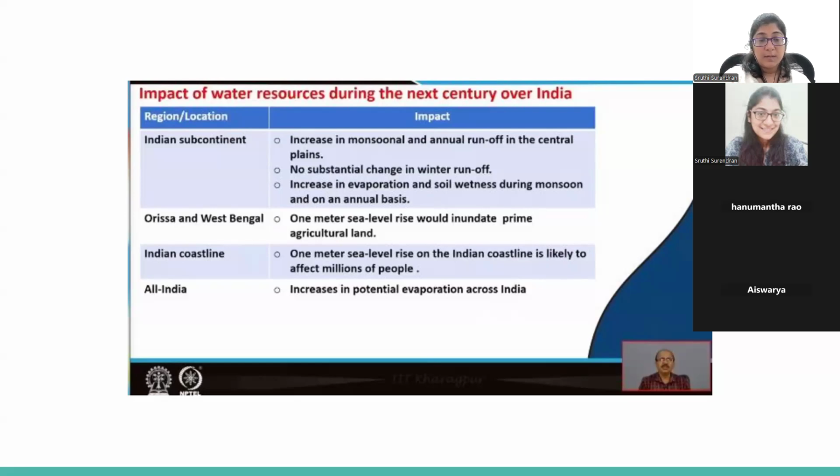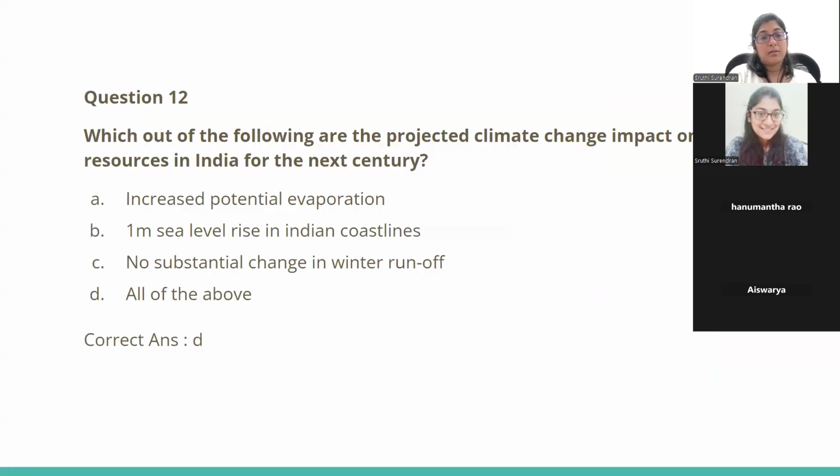Then in Orissa and West Bengal alone, there's going to be 1 meter sea level rise. Then Indian coastlines, again 1 meter sea level rise. All over India, there's going to be an increase in the potential evaporation. So I think all of these are going to occur: increased potential evaporation, 1 meter sea level rise in Indian coastlines, and not much change in the runoff occurring during winter.